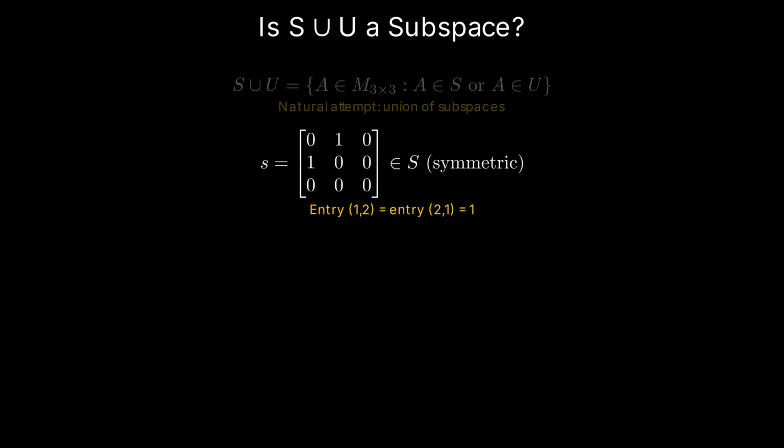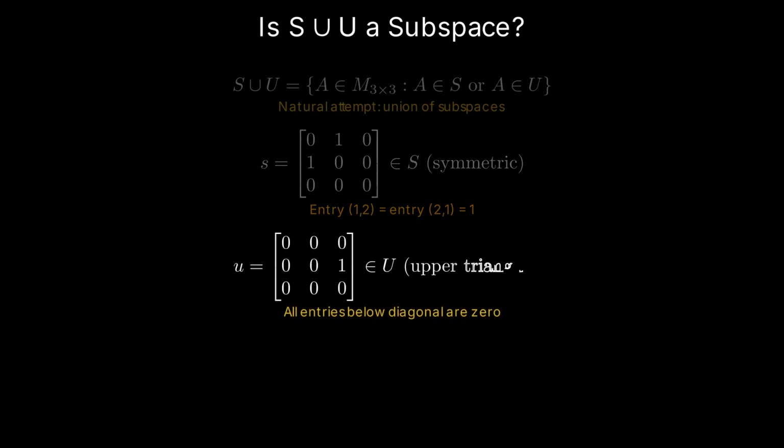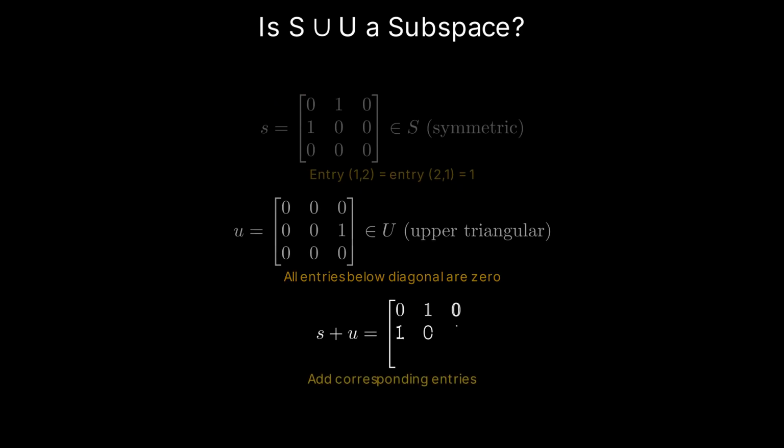You can check it's symmetric because entry row 1 column 2 equals entry row 2 column 1 and so on. Now take this upper triangular matrix U: row 1 is 0, 0, 0, row 2 is 0, 0, 1, row 3 is 0, 0, 0. Everything below the diagonal is 0, so it is indeed upper triangular. Both of these matrices live in S union U.